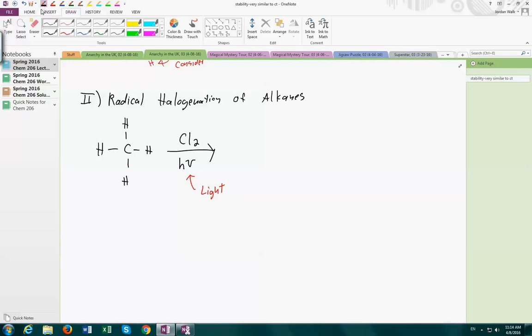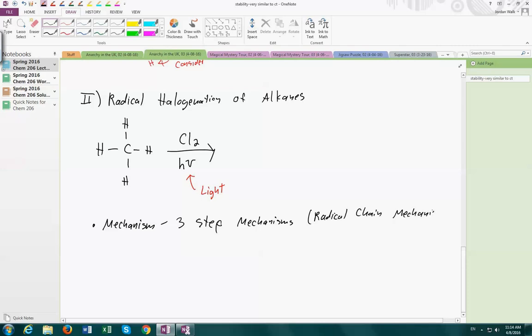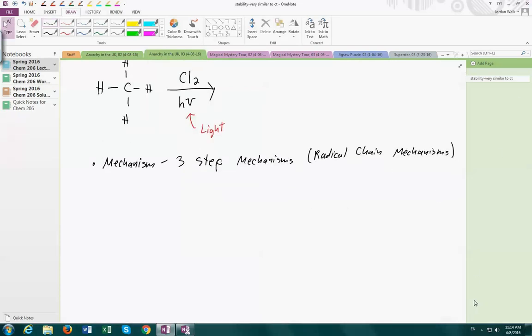All right, so mechanistically, what's going on? When we talk about the mechanism of radical reactions, they have a little different format than the typical reaction mechanisms we've seen before. In all of these cases, we're going to see three-step mechanisms. Those are referred to as radical chain mechanisms, and we'll see why in just a second. All right, so the first step of our radical mechanism is what we refer to as an initiation step.